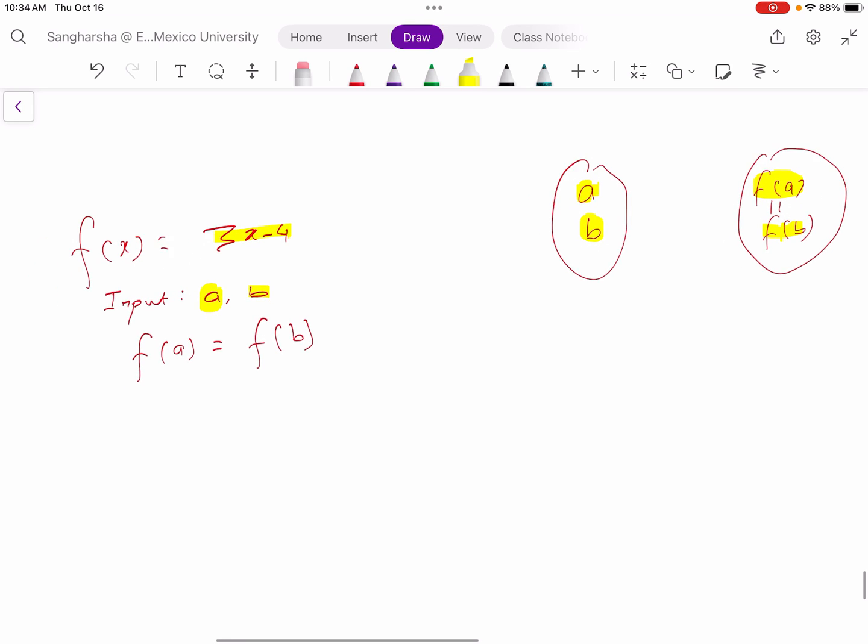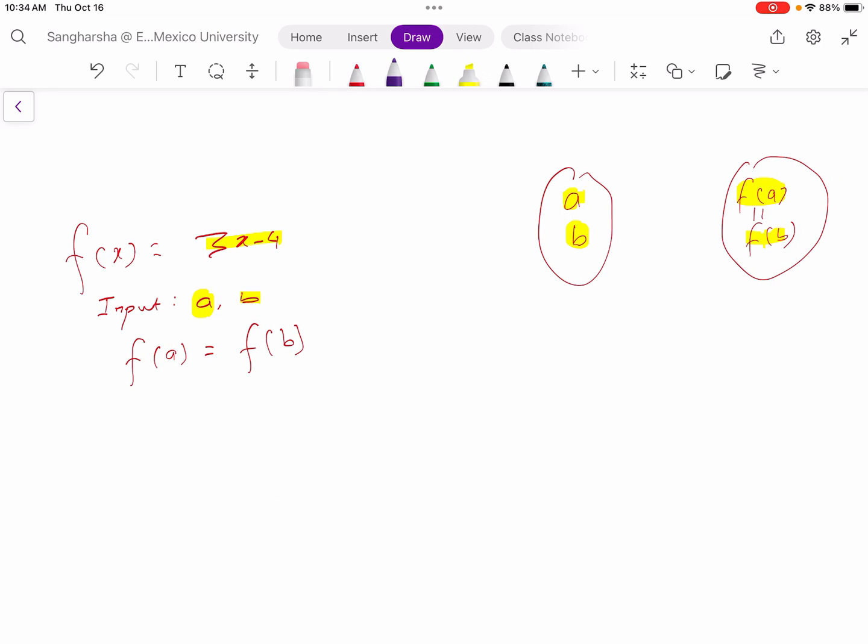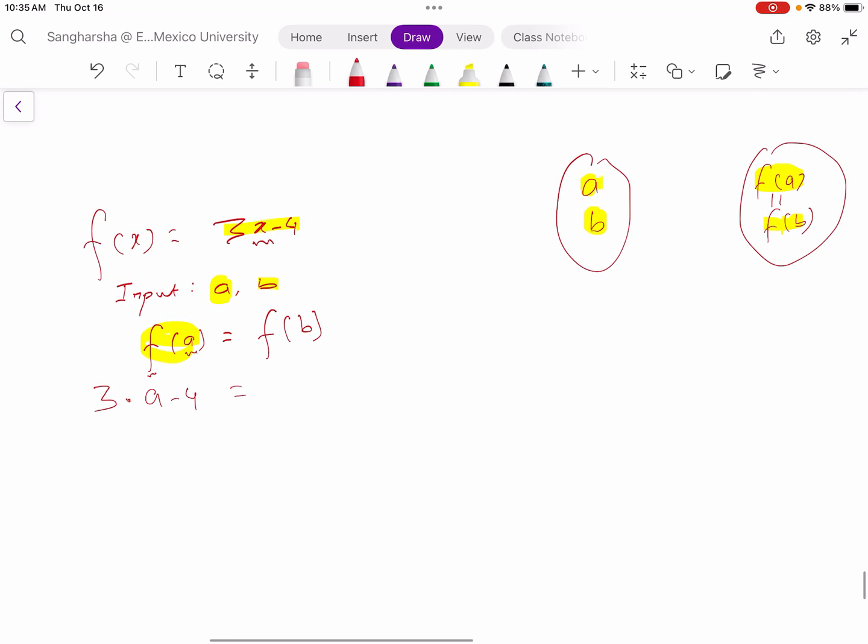Now if this is the case, what will be f of A? How do we find f of A? Our function f is 3x minus 4. We replace every x of the function f by this input A. So that is 3 times A minus 4, equals, now what will be f of B?